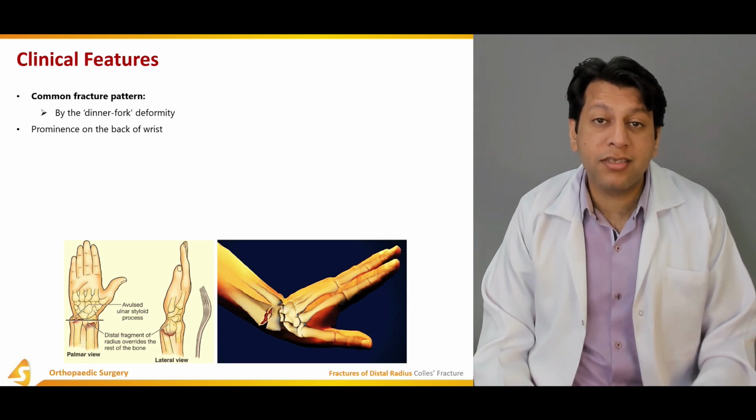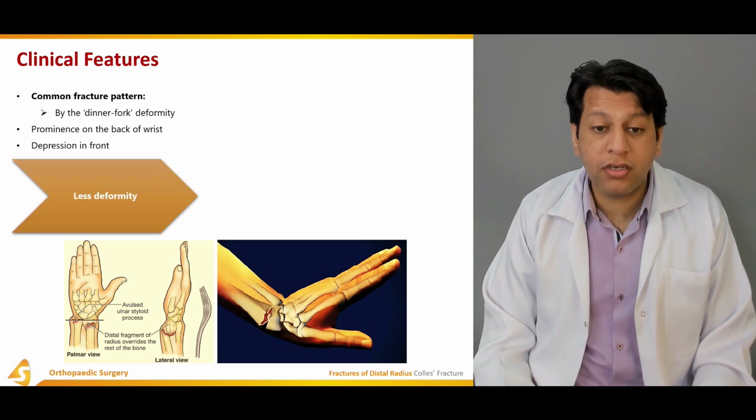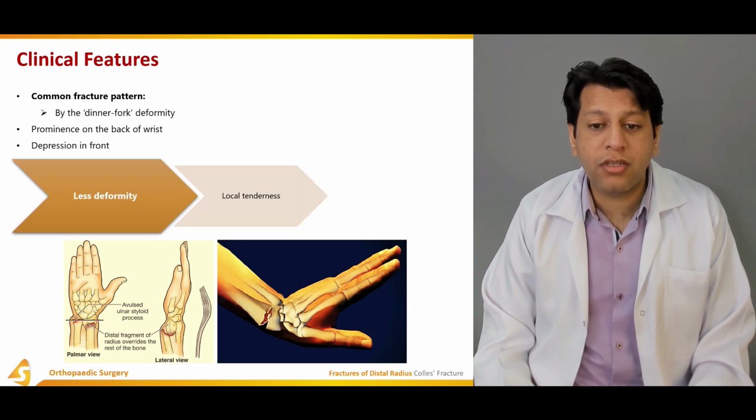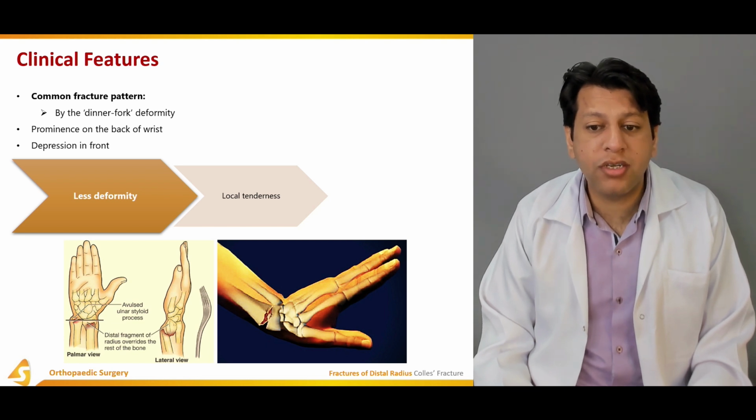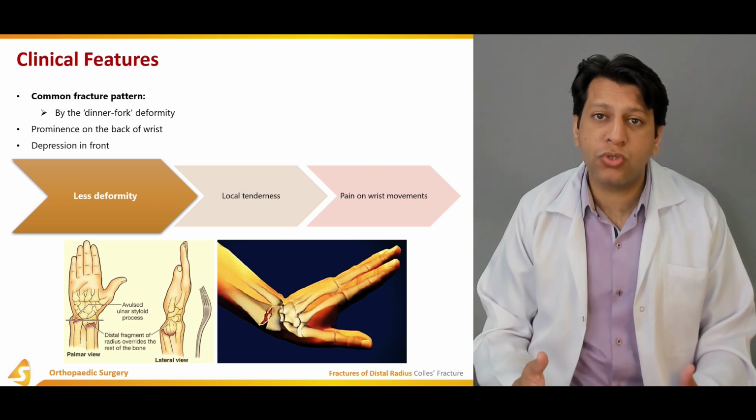As it has gone dorsally, there's a prominence of the wrist and depression in the front, and usually the lesser deformity results in local tenderness and pain on wrist movement. Sometimes no obvious deformity is present.